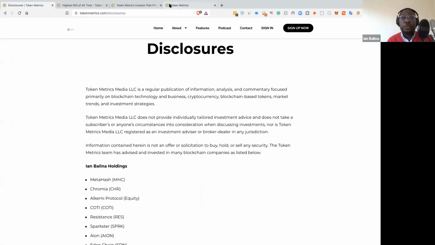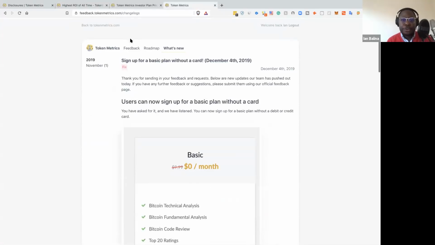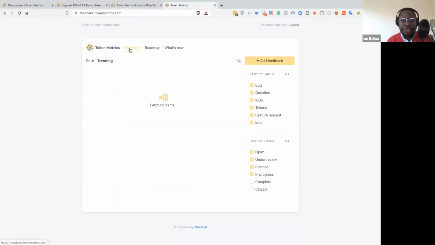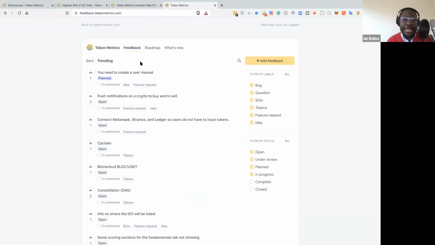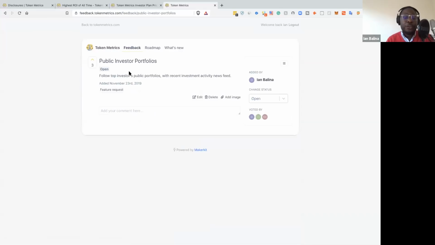And then we are thinking about possibly making an option to follow people's portfolio. So that's something we'll likely add here as feedback, then have the community vote on it. So being able to have public portfolios, I'm not sure we put that here yet. Actually, yeah. So actually we do have it here. So if you do want that feature, just go to our feedback page and vote for this public portfolios.